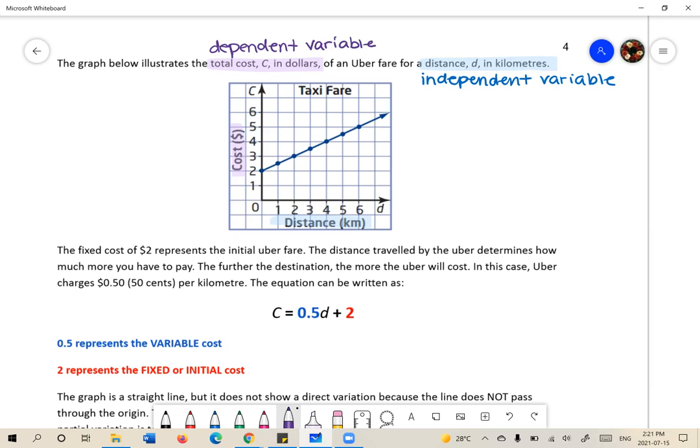Another thing that I know by looking at this graph is that this is an example of partial variation. And I know this because the line is not passing through the origin. This means that b has a value that's not 0. Remember, when b is equal to 0, that would be right here. That means that the line is passing through the origin. If b doesn't equal 0, it means that this is partial variation. And in this example, b is equal to 2.